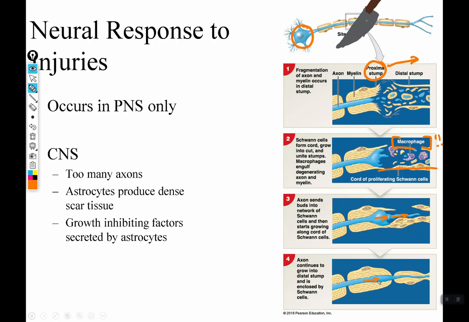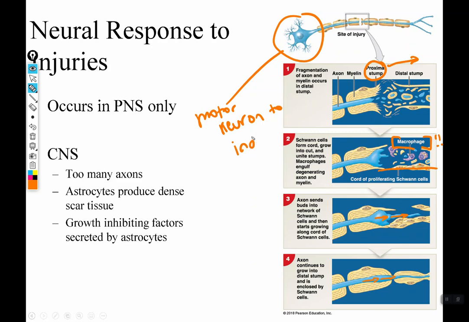So as it continues to grow and advance, the Schwann cells get back to their work of myelinating by wrapping around and around and around until the axon stump regrows, and it regrows to its original location. So it's really cool that we can do this in the peripheral nervous system, which means that over time, if this is, say, a motor neuron to your index finger, that means that you can get motor control of your index finger back, even if you sliced up your nerve that's controlling it.